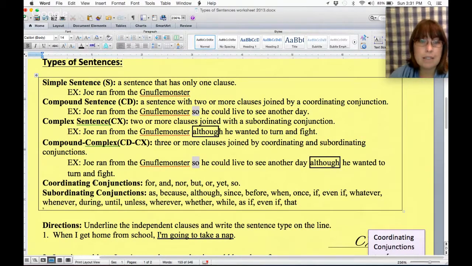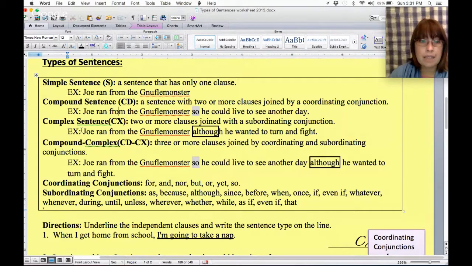Now, a compound sentence is a sentence with 2 or more clauses joined by a coordinating conjunction. Here's our example. Joe ran from the Newfoundland monster so he could live to see another day. Well, here is our first complete thought. Joe ran from the Newfoundland monster. Then here's another complete thought. He could live to see another day. It's joined by a coordinating conjunction. And these are our coordinating conjunctions: for, and, nor, but, or, yet, so. Okay, so 2 complete independent thoughts joined together is called a compound sentence.